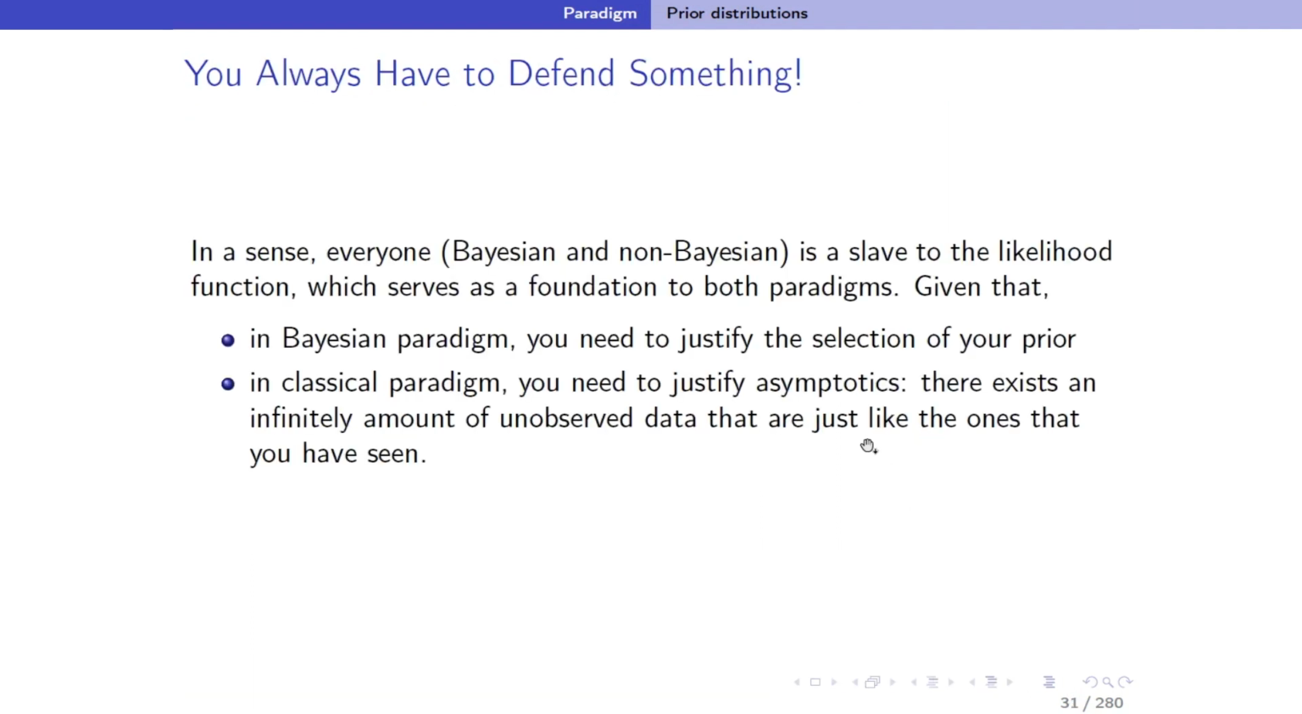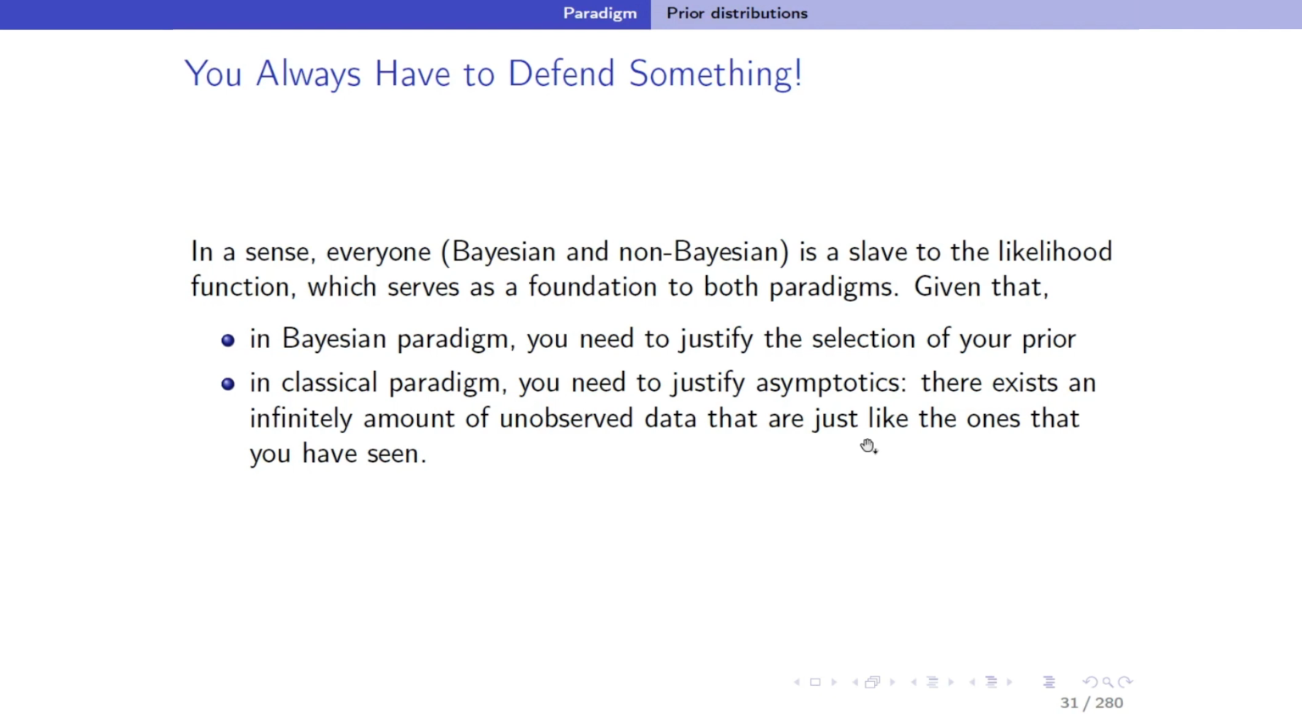So the key takeaway is that you always have to defend something. By that, I mean everyone, in a sense, is a slave to the likelihood function. This is the foundation of both paradigms. The x given theta is the data, which is how we do inference. But in the Bayesian paradigm, you often need to justify the selection of your prior.